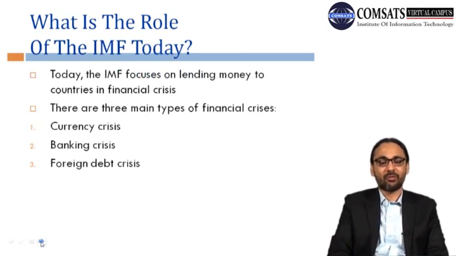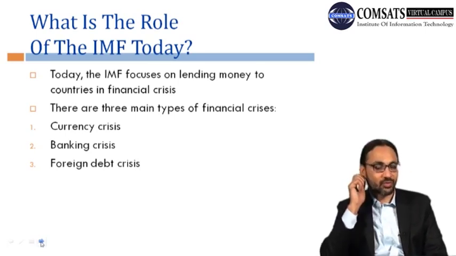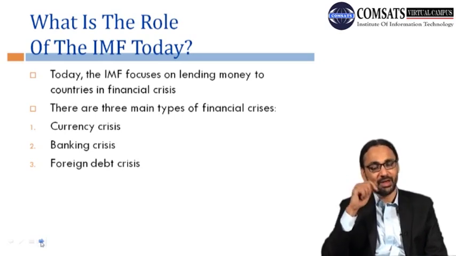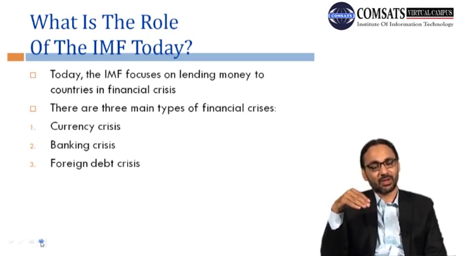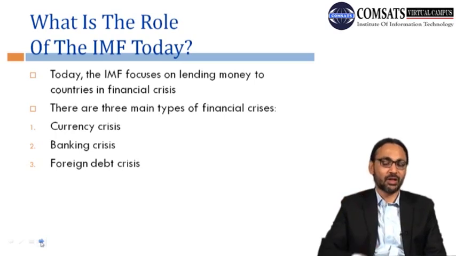Okay, what is the role of IMF? The next thing: the two institutions which they made back then in 1944. The first one was the IMF, and the next one is the World Bank. Today the IMF focuses on lending money to countries in financial crisis. There are three main types of financial crisis. The first one is the currency crisis, the second one is the banking crisis, and the third one is the foreign debt crisis.